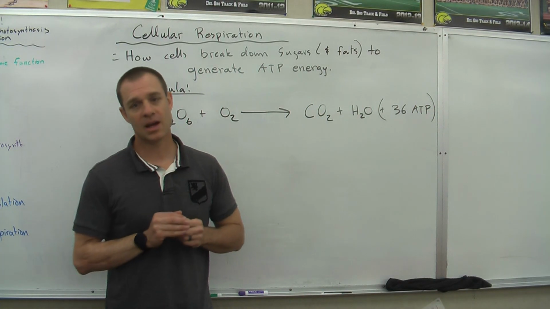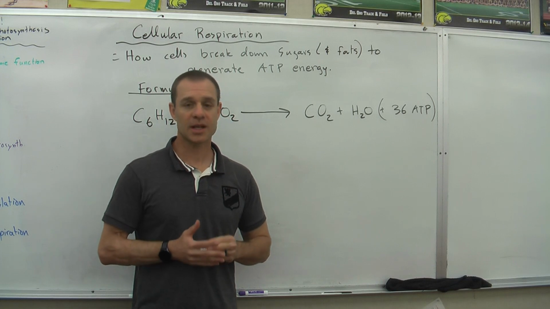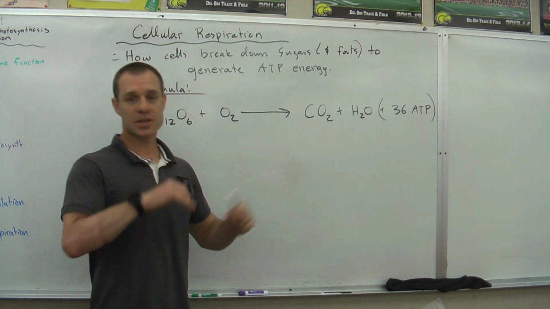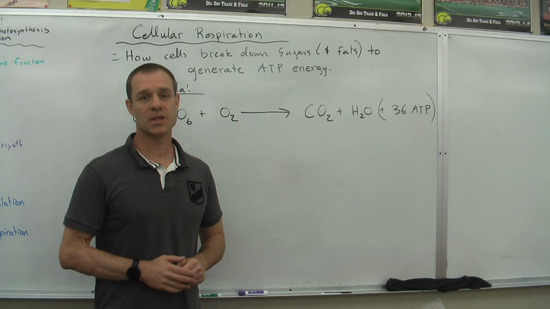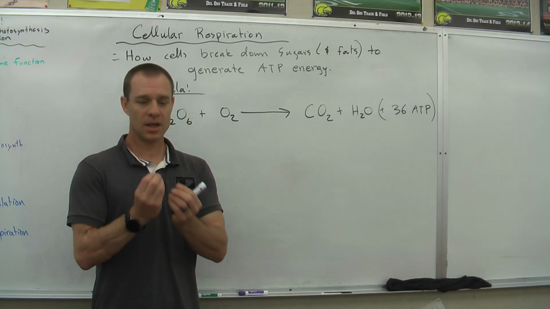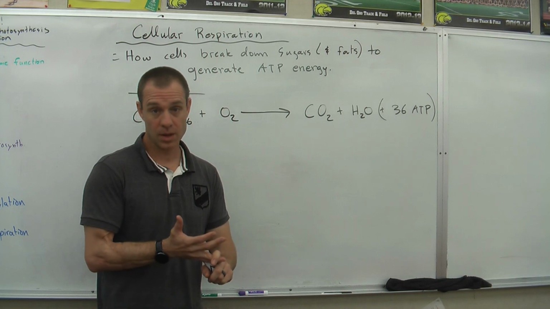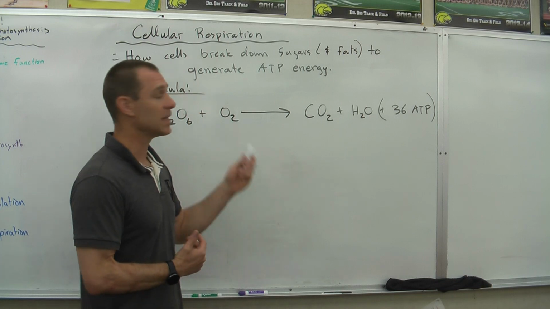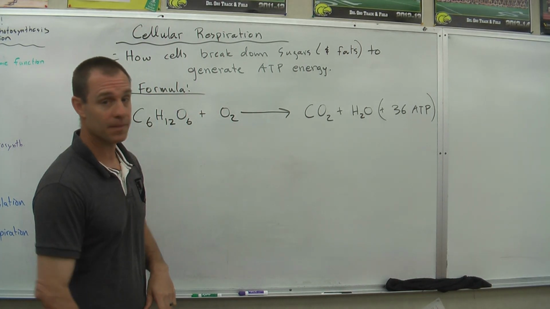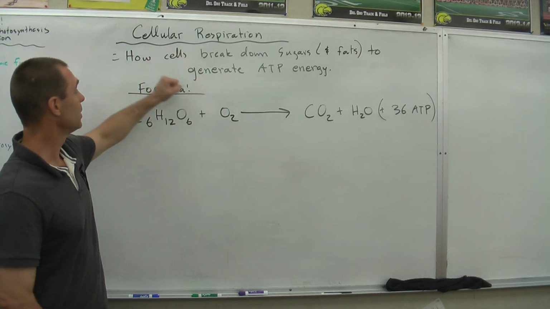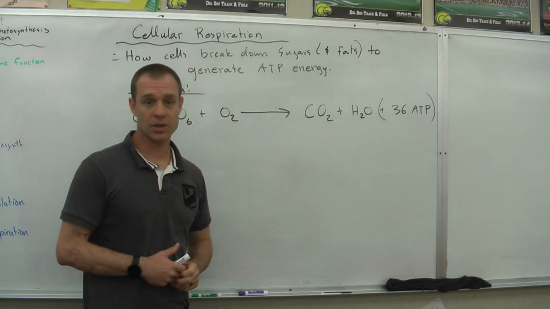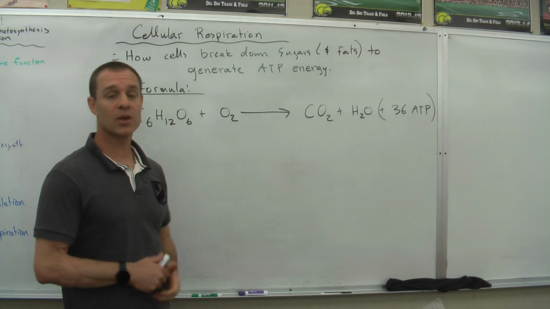All right, guys. We're going to start off by just discussing the other side of photosynthesis. Photosynthesis is taking the sun's energy and using that energy to build sugars from carbon dioxide and water. What we're doing with cellular respiration is the opposite. So you can see this up here. Cellular respiration: how cells break down sugars, and fats for that matter, to generate ATP.